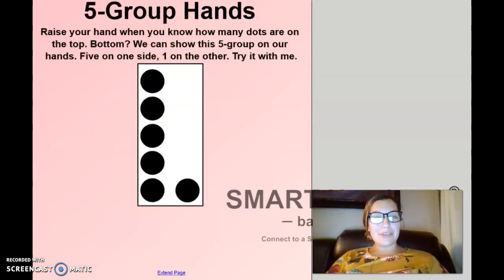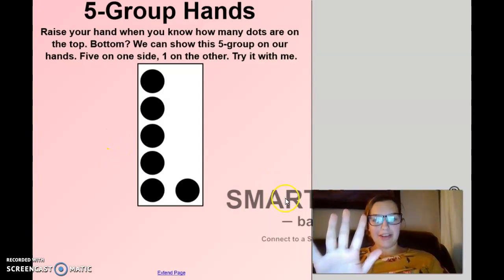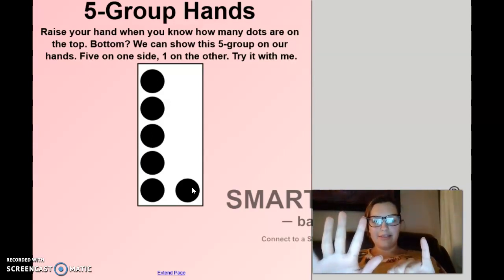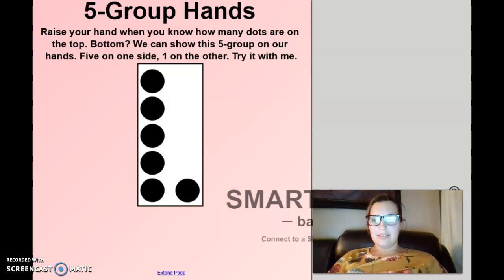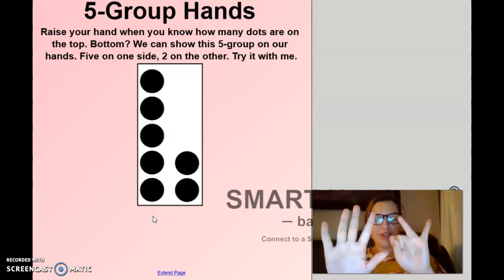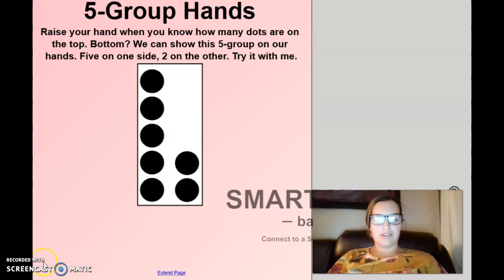We're going to start off our lesson with some 5-group hands. So I want you to put out 5. And then how many are over here? 1. 5 on one side, 1 on the other. So we have 5 and then 6. Okay. When you know this one, put those hands up. You got 5. And how many on the other side? 1, 2. So let's count up. 5, 6, 7. Nice job.